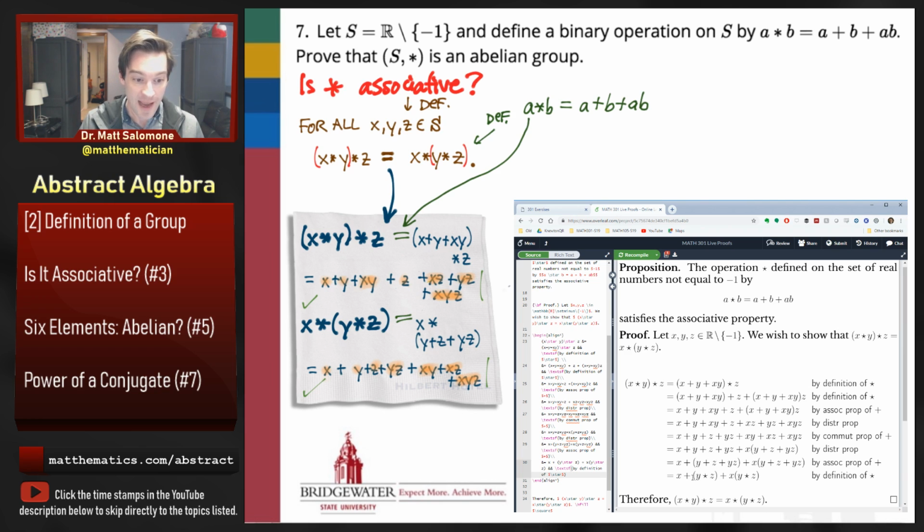Okay, but now, again, I'm looking at this, and I have x plus blah plus x times blah. So it's the sum of x and this plus the product of x and this. So again, using the definition of star, we're taking now our last step back from this expression to that expression. And that gets us x star the quantity y star z. Again, that's by the definition of the star operation.